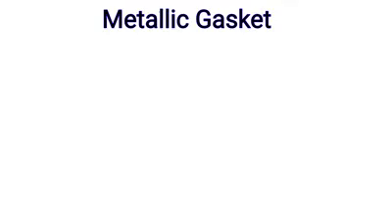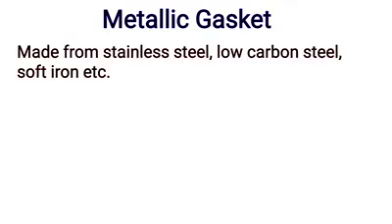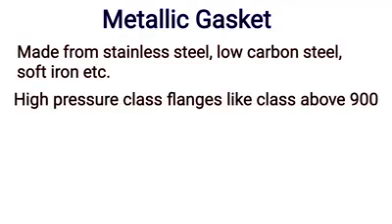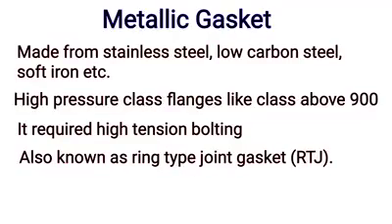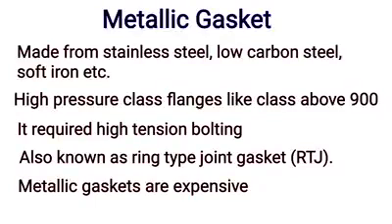Metallic gasket. Metallic gaskets are made from stainless steel, low carbon steel, soft iron, etc. It is used in high pressure class flange, like class above 900. Because of that, it requires high tension bolting. It is also known as ring type joint, which is RTJ. These gaskets are expensive as compared to other gasket types.